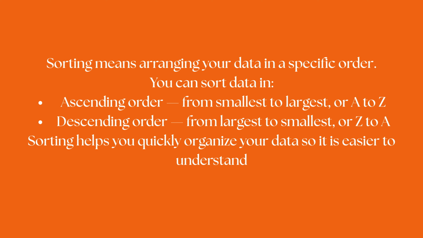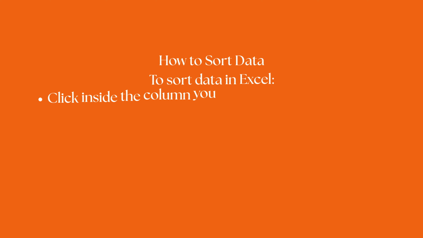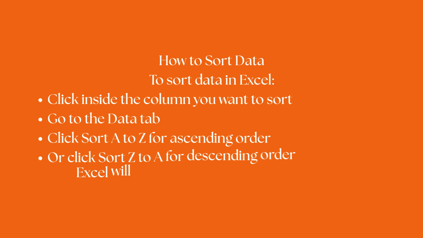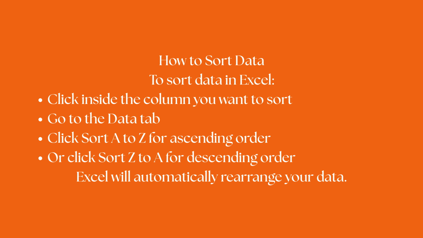Now, how do you sort your data in Excel? The first thing you will do is to click in the column you want to sort. Then you go to the Data tab, click Sort A to Z for ascending order, or you can click Sort Z to A for descending order, and Excel will automatically rearrange your data.